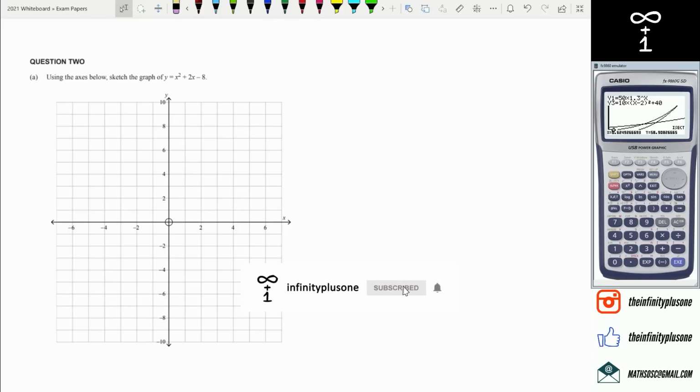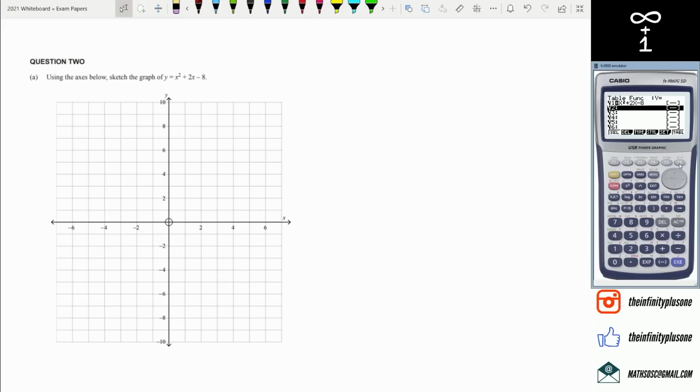All right, guys, so we're going on to question 2. Now, question 2, nice little sketch the graph. We're going to go straight into the calculator to get our points like we did with the table function. So what we could do is just go into table, just get rid of all of this. It's amazing that we still get to use this calculator of all things. So we've got x squared plus 2x minus 8.